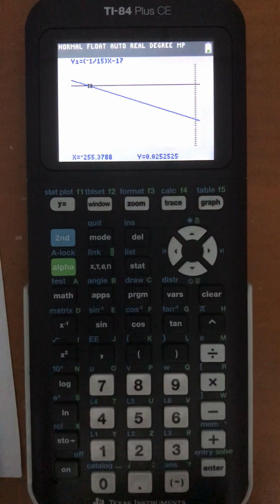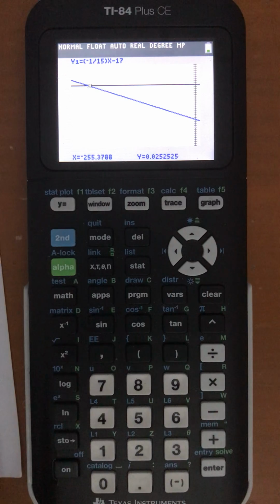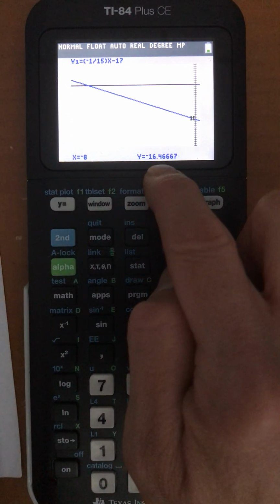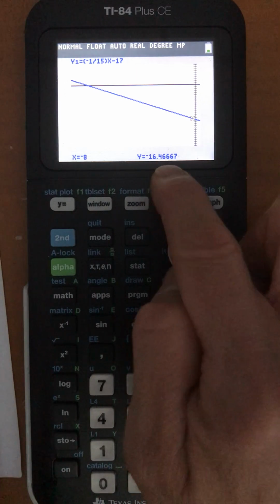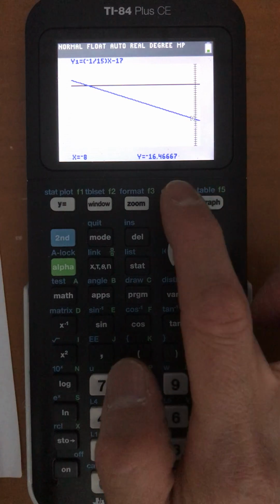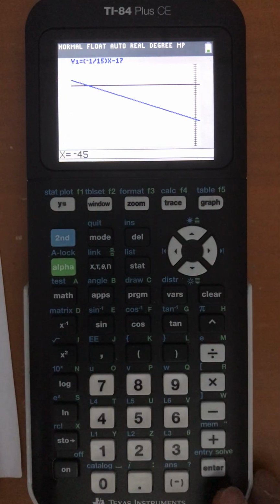So that's a trace function. So trace, x equals negative 8. My associated y value is negative 16.46, repeating. Okay, and then an x value of negative 45. So we need to trace again. And our y value associated is negative 14.